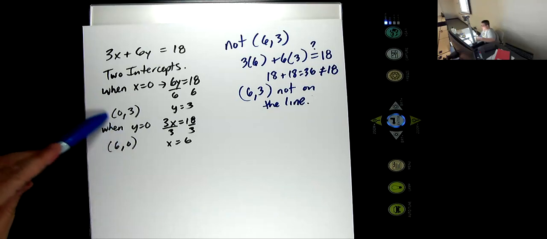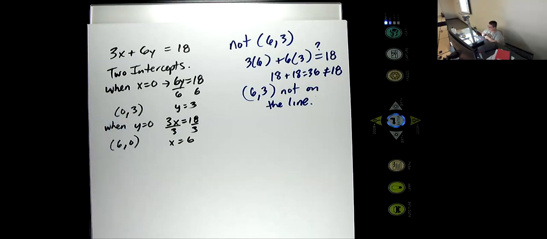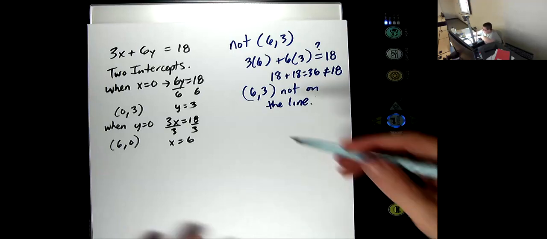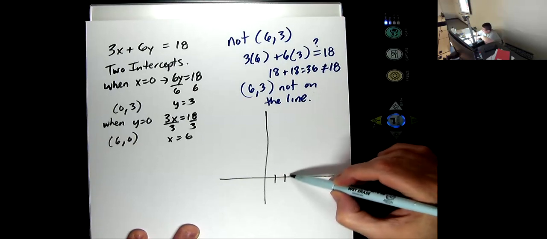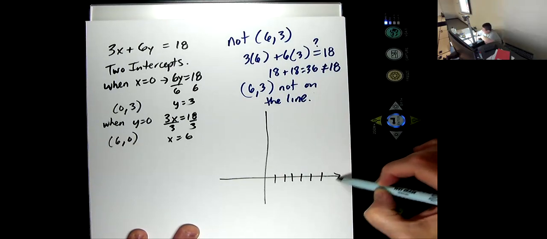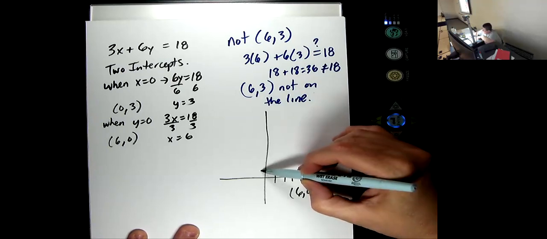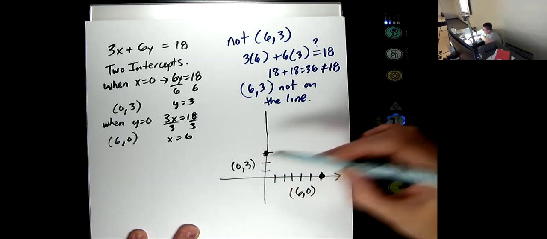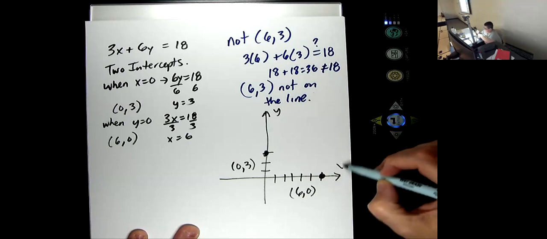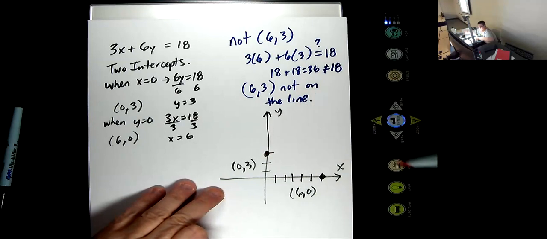So just because we plug in 0 doesn't mean you can just ignore it. It's actually part of the point. Way it works though is now that we have those 2 points, I can go 6 along the x-axis. That's my (6, 0). I go 3 along the y-axis. That's my (0, 3). Connect the dots.